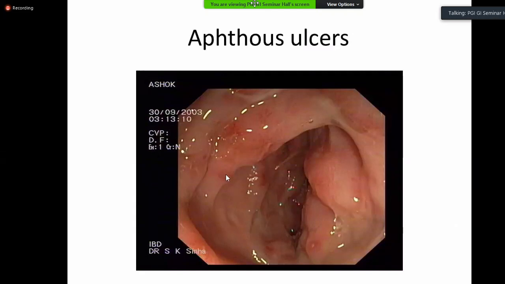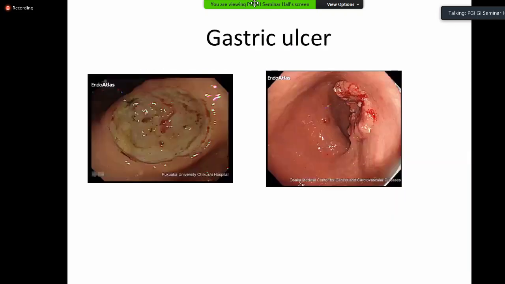There are multiple ulcers. This one is slightly linear. This one is again longer. So the shape may vary, but the basic point is a surrounding halo. This is classical for Crohn's disease, but can also occur in other conditions, infections, as well as after non-steroidal anti-inflammatory agents. Now, this was an example of a gastric ulcer, which was benign.